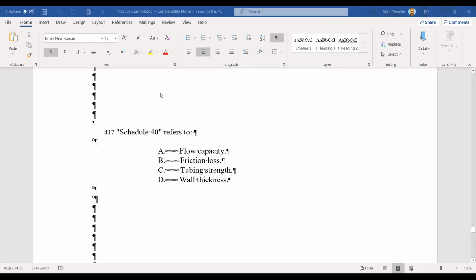We talked a bit about piping before. Not sure if you remember back from when we were talking about piping, but Schedule 40 refers to wall thickness. You bet. Good answer.